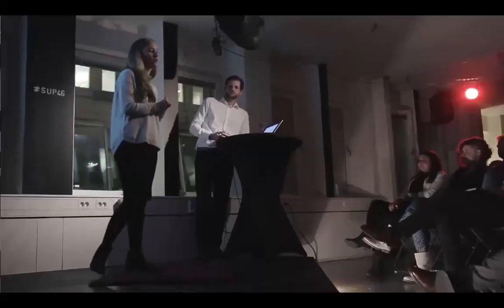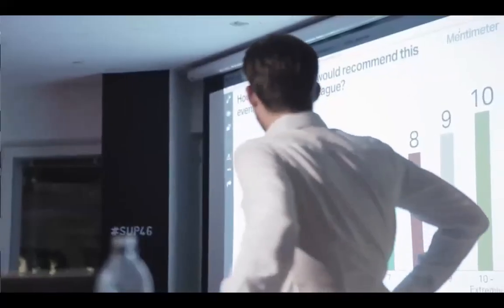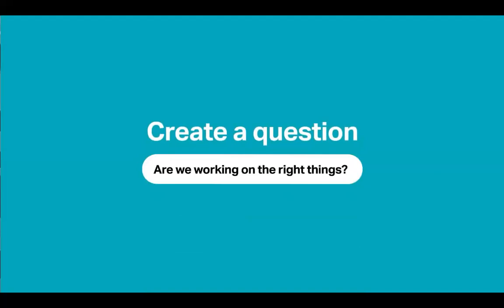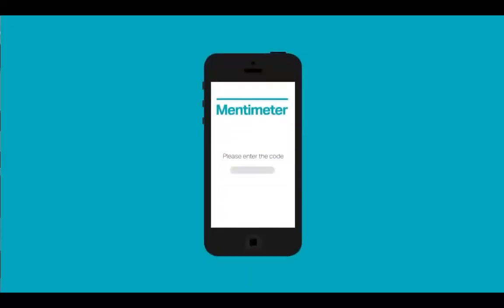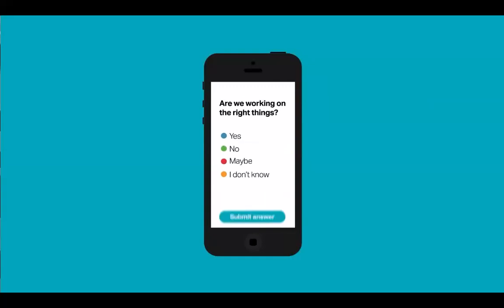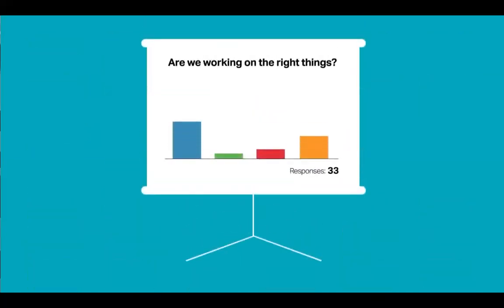Everybody wants to be heard. And the process of using Mentimeter is quite simple. You create a question, click start presenting. The audience then just grab their phone, go to a specific URL, enter the code, and submit the answer.